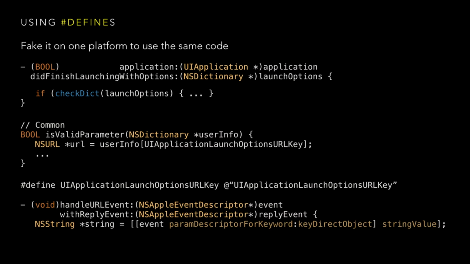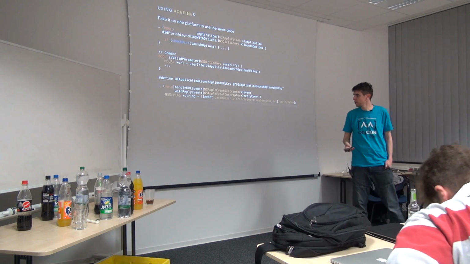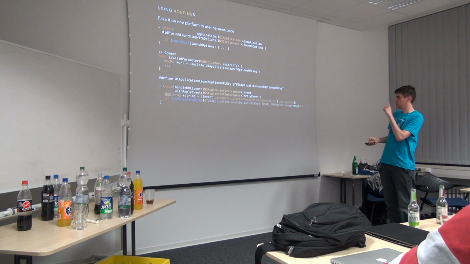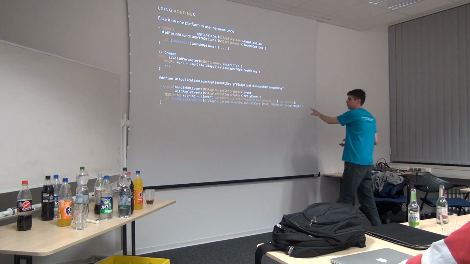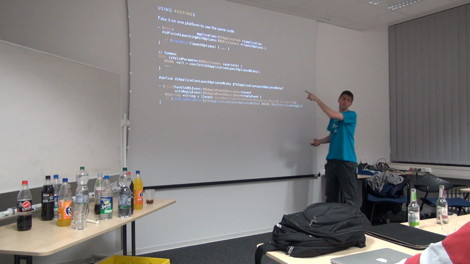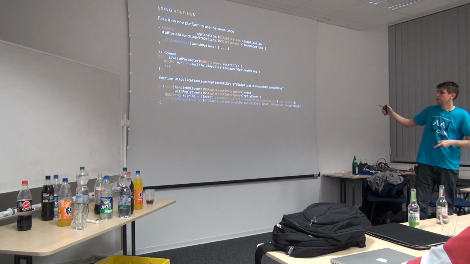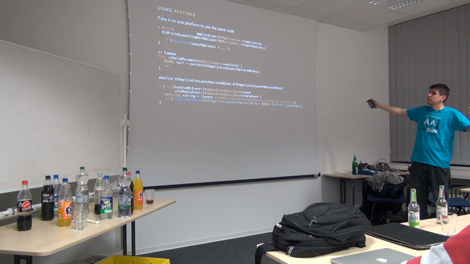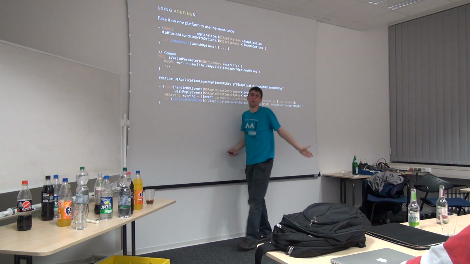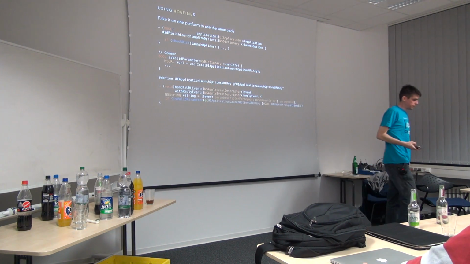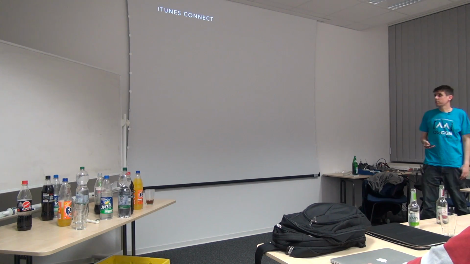Anyway, on the Mac, it's actually quite funny the way you have to do it. You have to pass the key directed object and then the string value, which is the URL. So what I'm doing is passing the user info on the Mac app as is, and my common code doesn't know what it is; it just receives a dictionary. All right, let's move on to iTunes Connect.